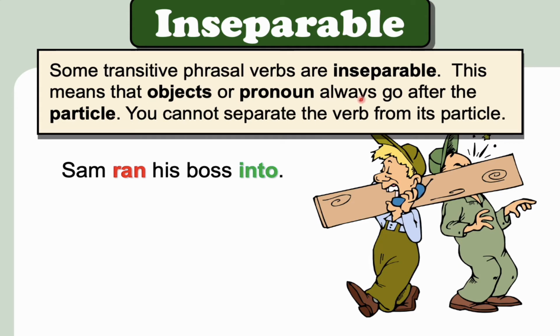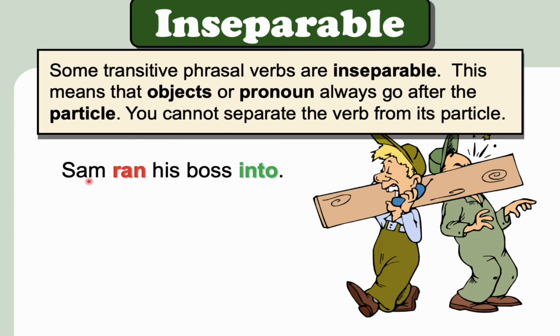Some transitive phrasal verbs are inseparable. It means that we cannot separate the verb and the particle. This means that the object or the pronoun always goes after the particle. You cannot separate the verb from its particle.